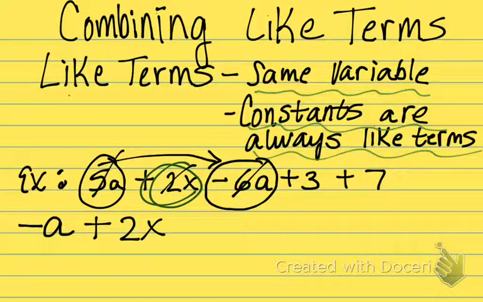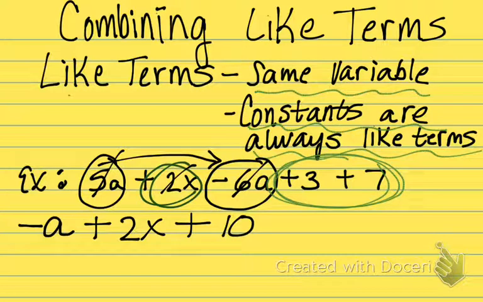And then finally, I've got a 3 and a 7. Remember, numbers are always like terms and can always be combined. So I'm going to put those together to get a 10. So if I took that expression and simplified it by combining the like terms, I have a negative a plus 2x plus 10. Now, it is important to note that I really could have done those in any order that I wanted to. So I could have had 10 plus 2x minus a, or whatever order, as long as I've got the negative in front of the a, and as long as the 2x and the 10 are positive like they should be.